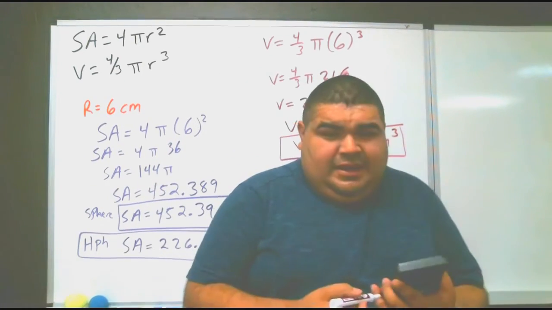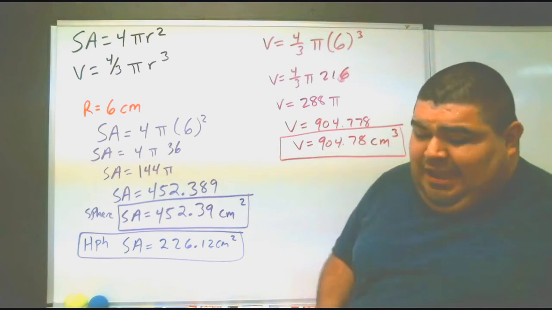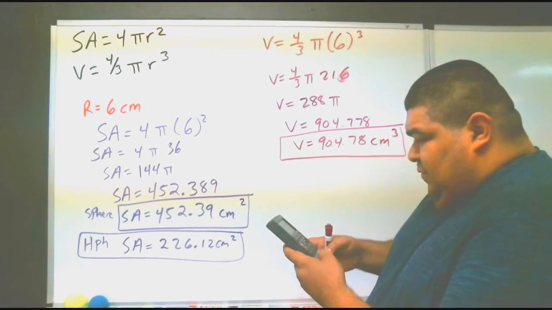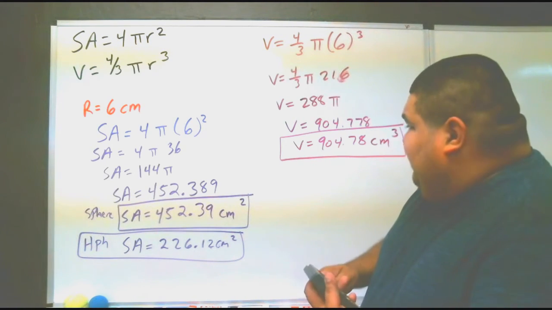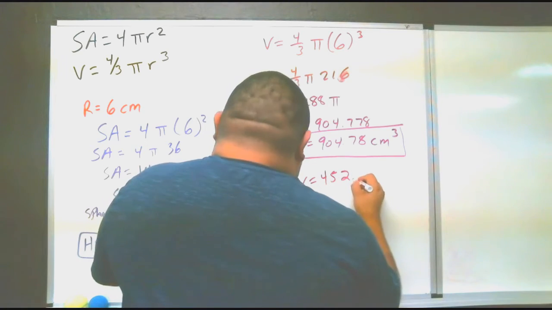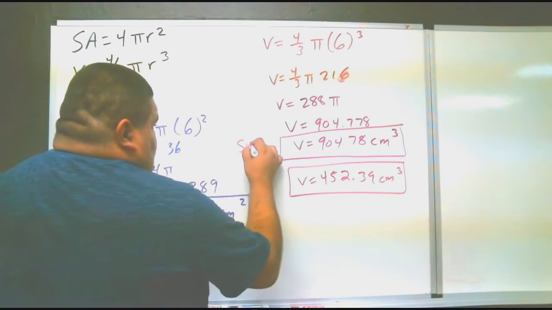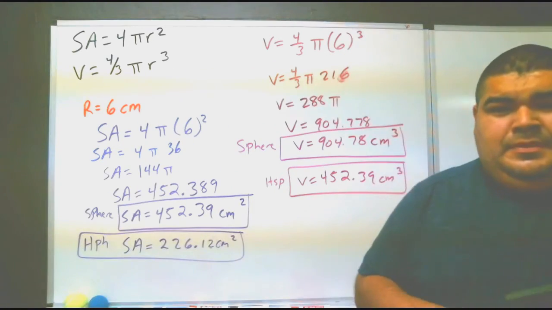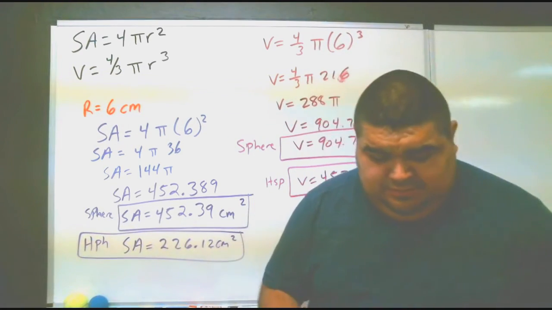Again, if we were dealing with the hemisphere, we would cut the volume in half. So 904.78 divided by 2 is 452.39. So the volume of a hemisphere is 452.39 centimeters cubed. So sphere, hemisphere. And that's it. We are done.